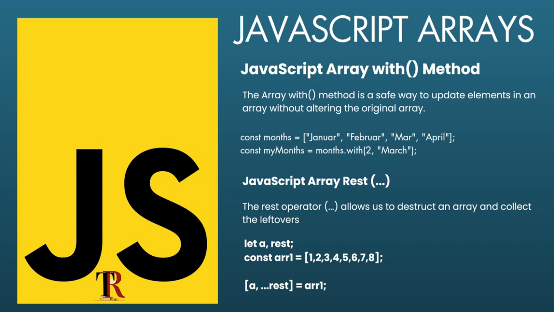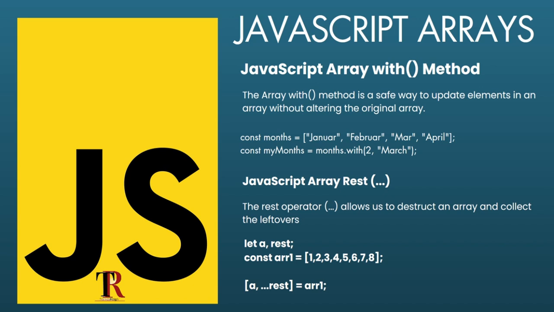So the array with method is a safe way to update elements in an array without altering the original array. Like the description rightly said, the with method in JavaScript, when working with arrays, is a safe way through which you can update elements in your array without altering the original array. It works like the previous methods we've talked about that create a new array without modifying the original one.